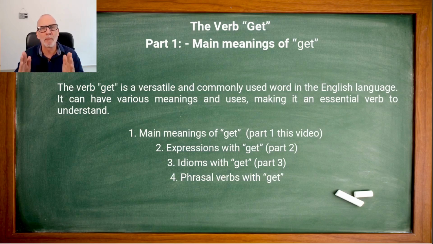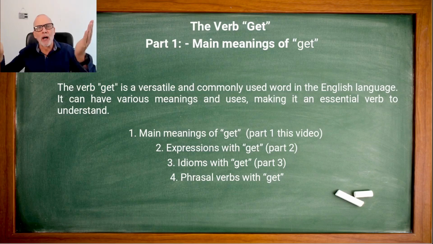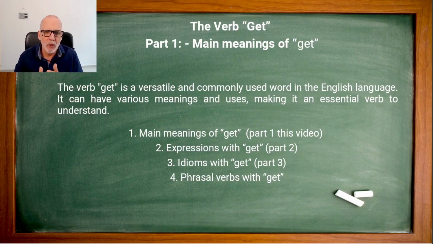Phrasal verbs, remember, are verbs which have 2 parts. For example, get up, get plus the preposition up, which means rise, or could be get up in the morning, which is when you get out of bed in the morning, or get out of bed is another one. So I'm going to divide this class into 4 parts. Today the video is not going to be too long. We're only going to be looking at the main meanings of get.